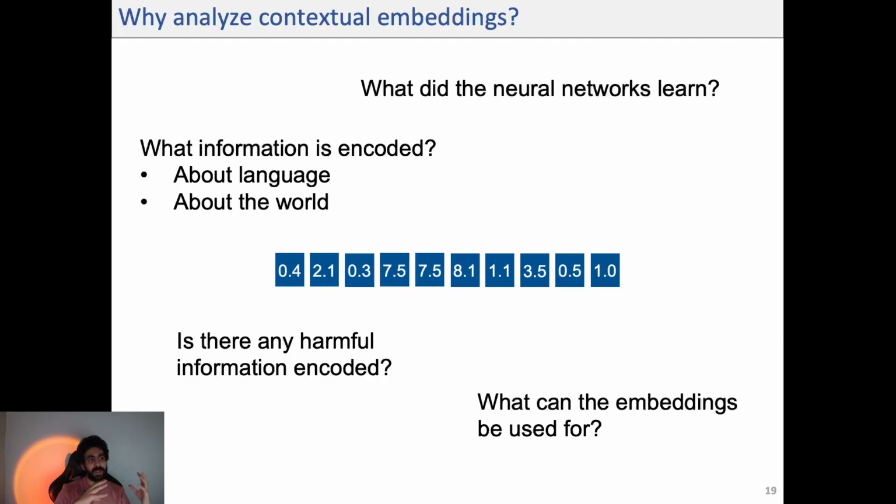But this also raises new questions. Could the model be encoding harmful patterns? Could it be learning biases from the data, like stereotypes or unfair associations? And beyond that, we want to know, what can we use those embeddings for? Can they help us detect trends, compare meanings, explore language shifts over time? So in the end, understanding what's inside these embeddings helps us trust, improve, and responsibly use these powerful tools.